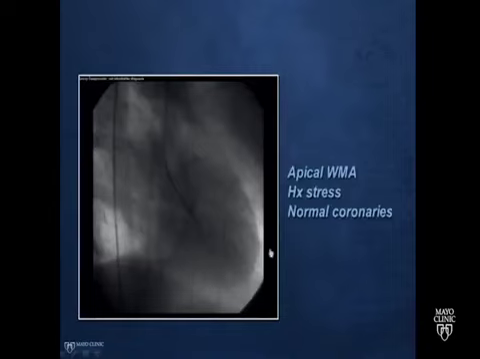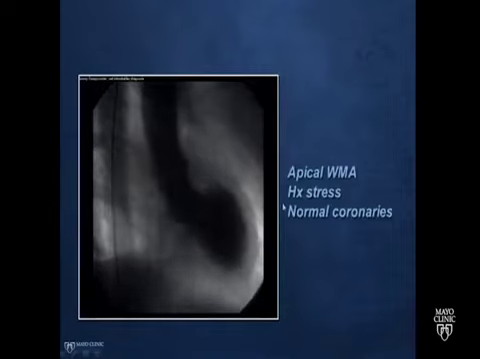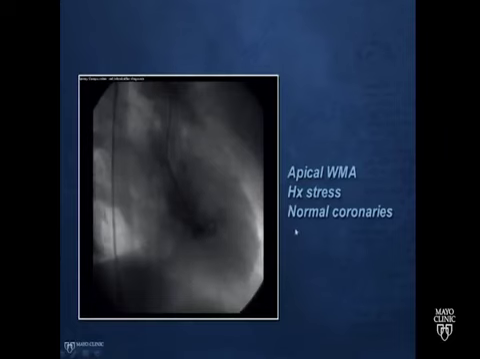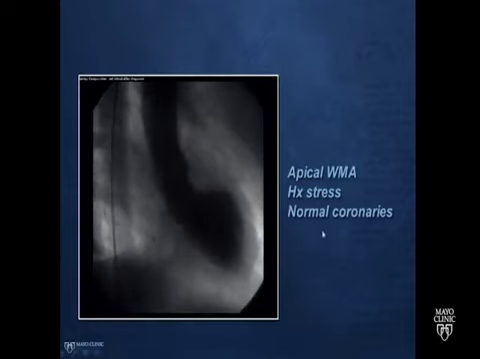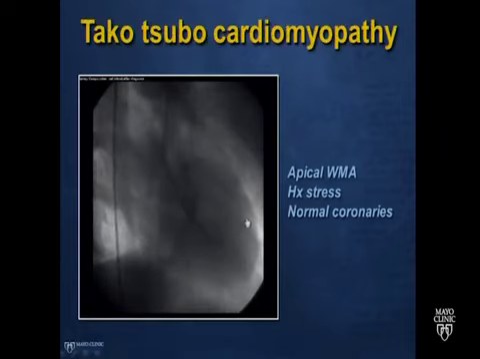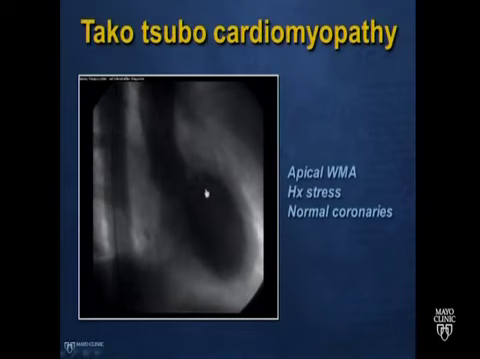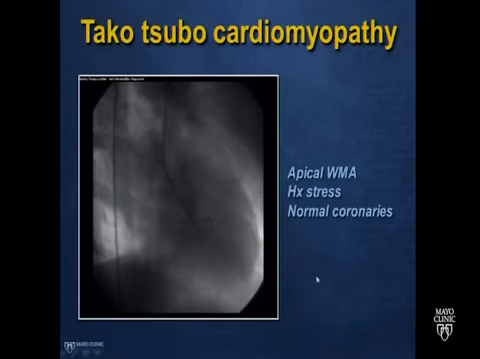And this is one that you probably would recognize just by looking at the LV-gram. If you get a vignette with apical wall motion abnormalities, some history of stress, female gender, and normal coronaries, this is a very good example of stress cardiomyopathy or Takotsubo cardiomyopathy. So this is hyperkinesis of the base of the heart with apical wall motion abnormalities.